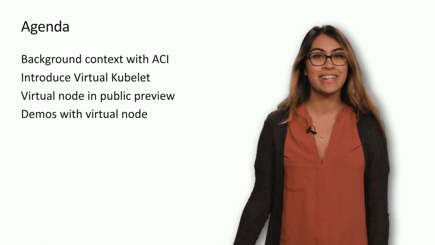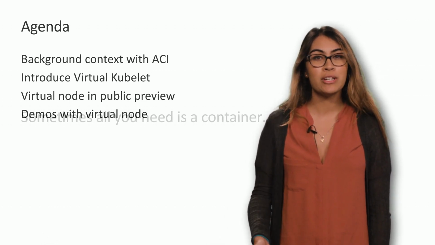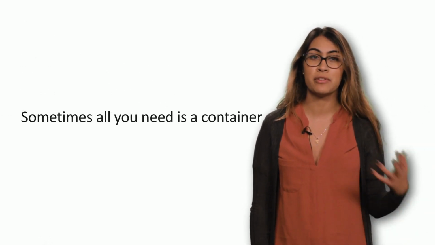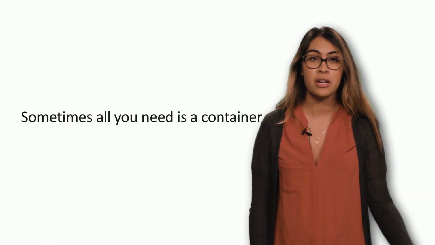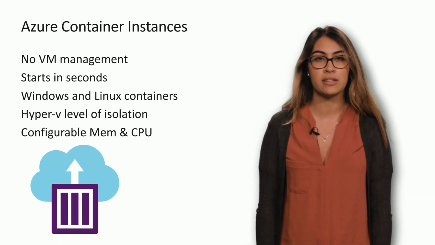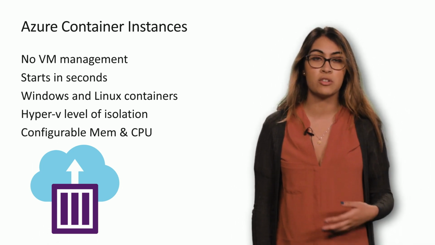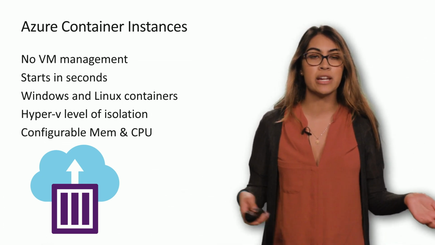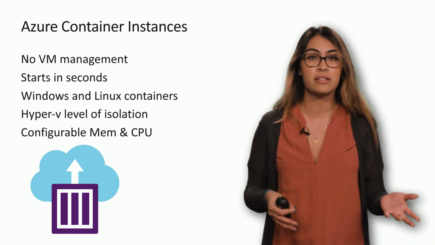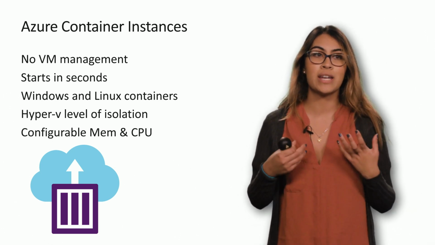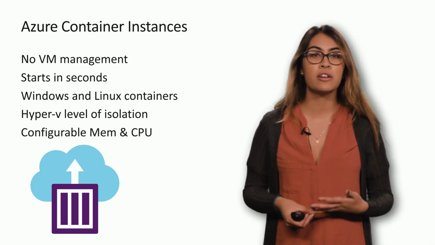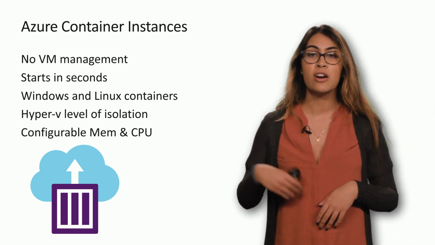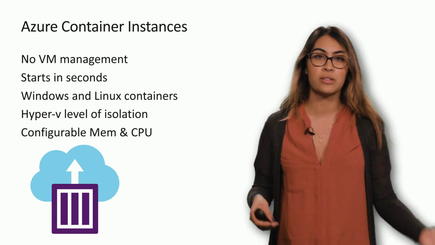So the first thing is containers. Sometimes all you need to do is just run a container, and VMs just take up too much management for just trying to run a single workload. And that's when we came up with Azure Container Instances. It takes away the need of VM management. It starts in seconds, and we support Windows and Linux. It's also Hyper-V isolated, so that means you have the same level of isolation that you get in VMs today. It's just at the container level. You can also configure the amount of memory and CPU that you want. So you can say you want 4 cores and maybe 14 gigabytes. You really get to choose, which is pretty awesome.